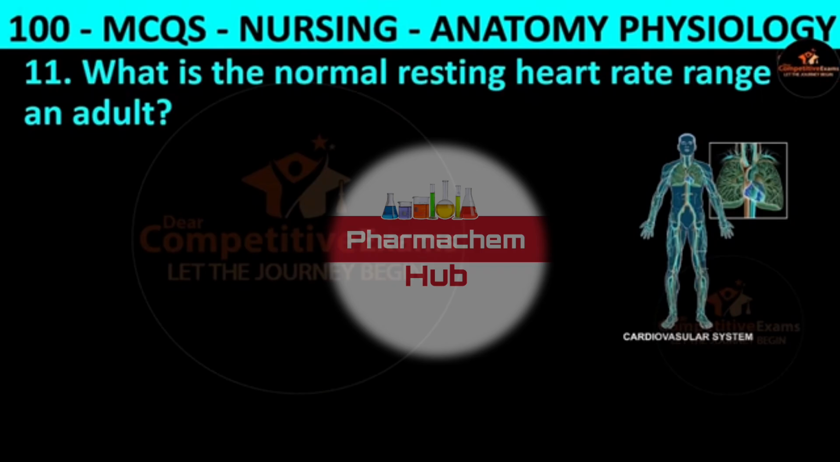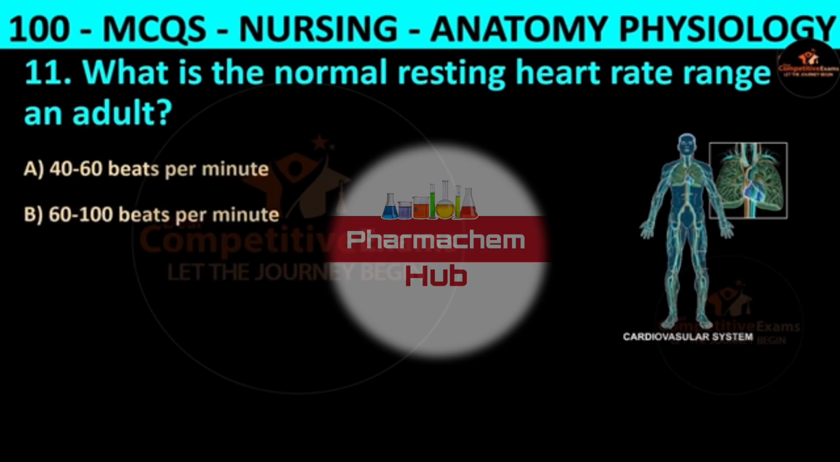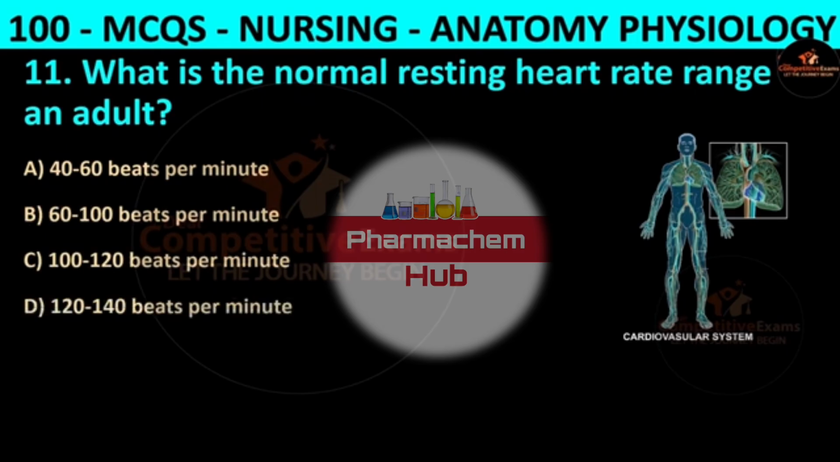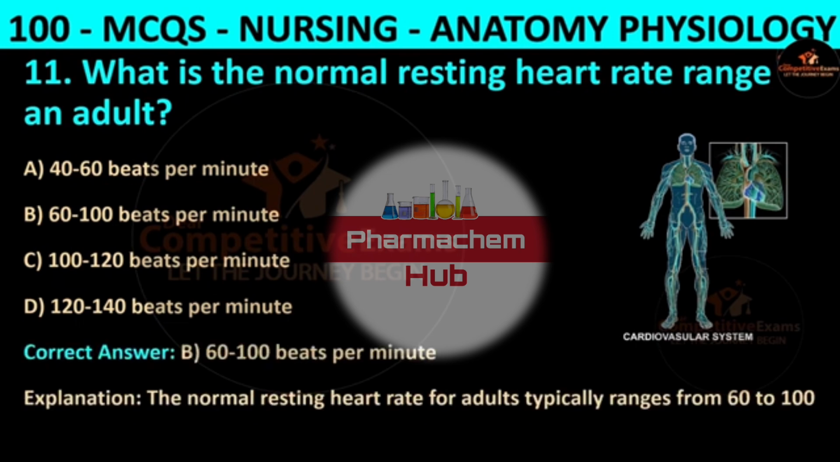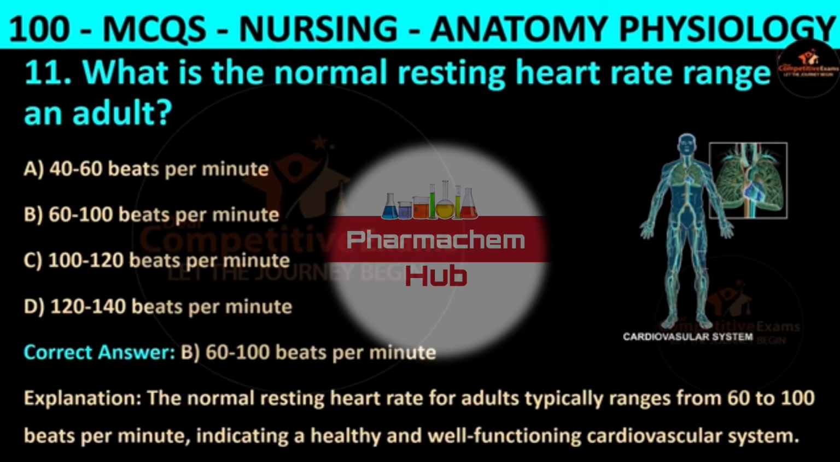What is the normal resting heart rate range for an adult? Your options are 40 to 60 beats per minute, 60 to 100 beats per minute, 100 to 120 beats per minute, or 120 to 140 beats per minute. The correct answer is B, that is 60 to 100 beats per minute. The normal resting heart rate for adults typically ranges from 60 to 100 beats per minute, indicating a healthy and well-functioning cardiovascular system.